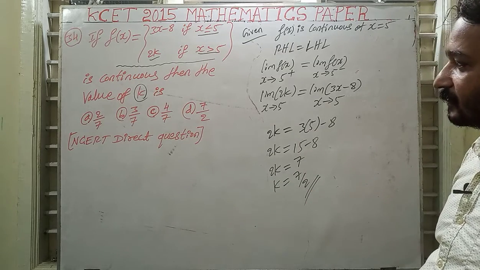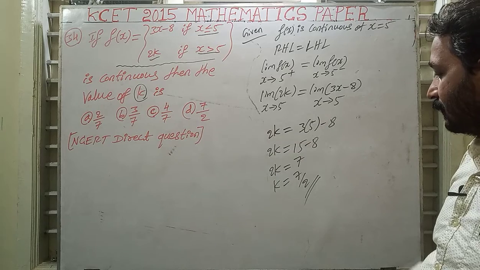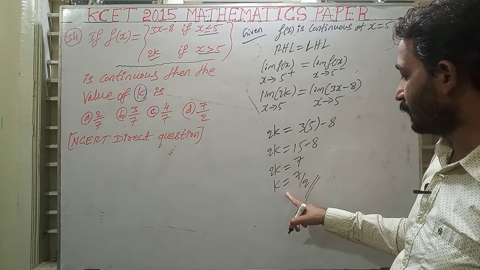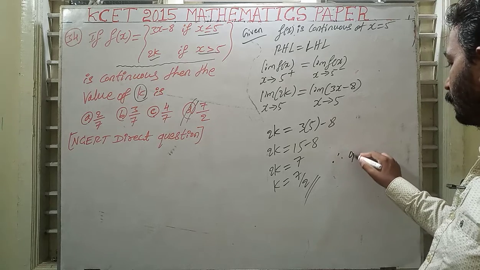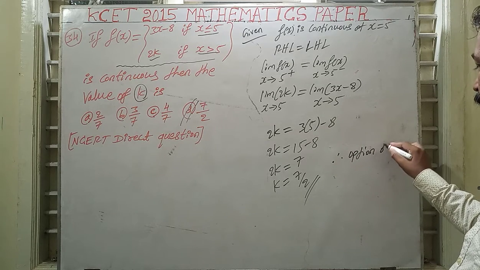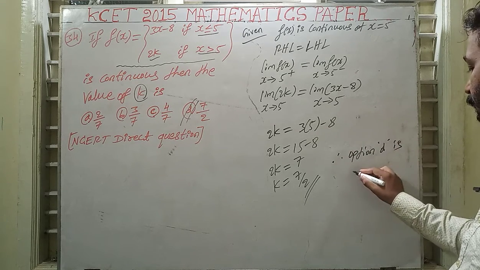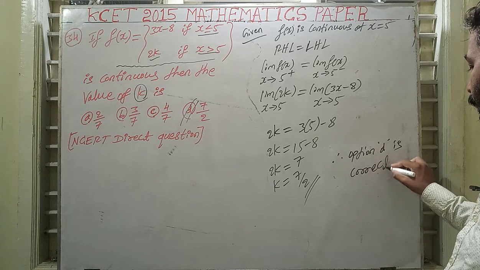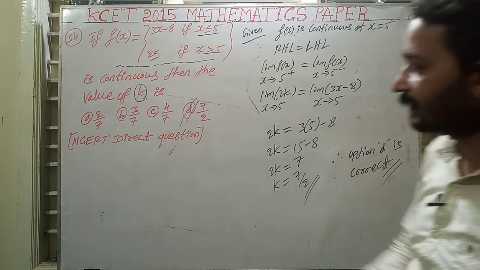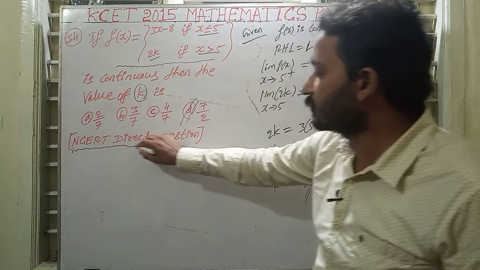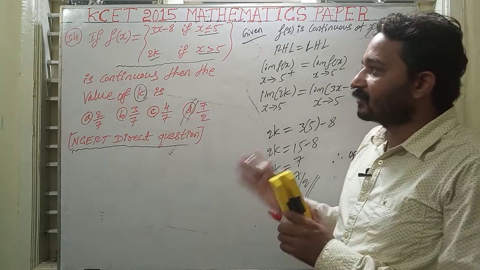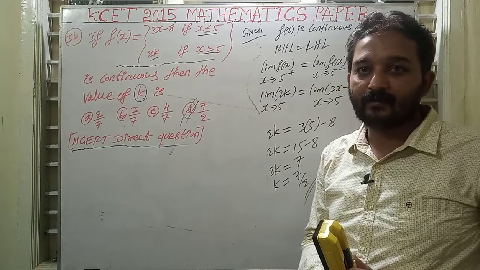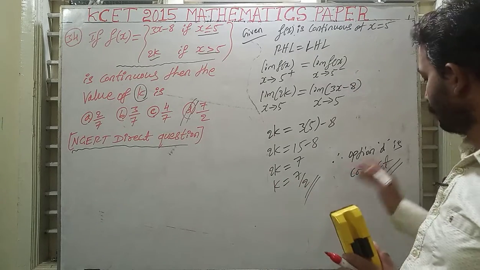So which option matches the correct answer? k is equal to 7 by 2. Option D is correct. So this is an NCERT direct question. Every student can solve this question because it is already solved in the NCERT book.